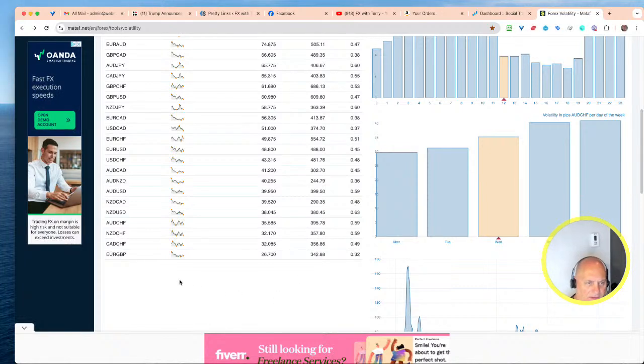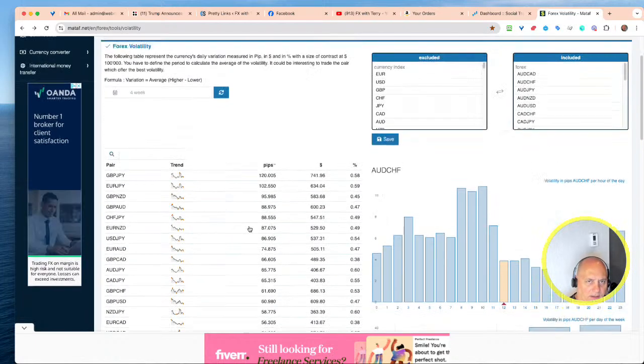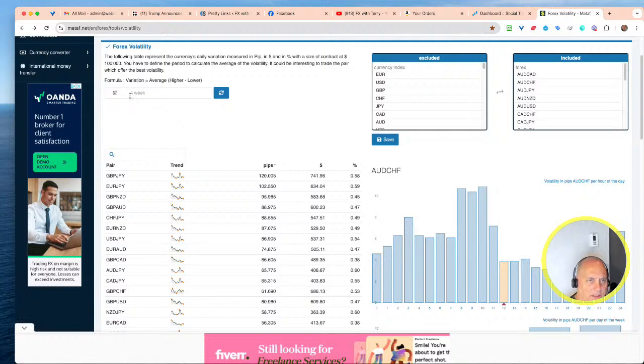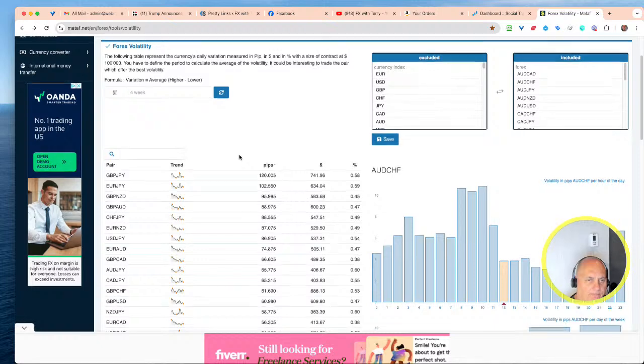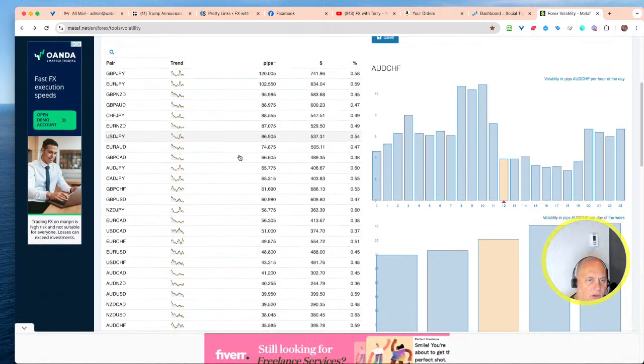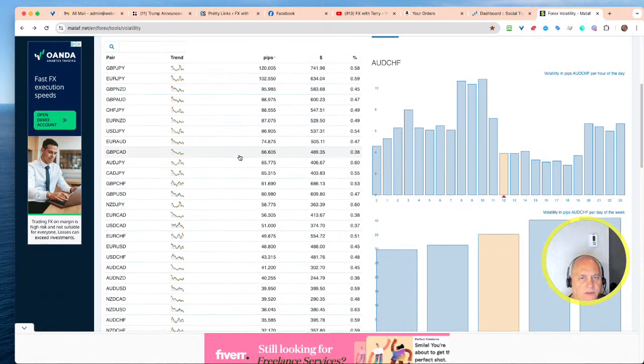So I just pulled up matf.net. I went to Forex Volatility. I'm looking at AUD CHF right here. Here's what I did. I said, show me the last 4 weeks. I typed 4 in there. I hit the little refresh, and it shows me the movement of all 28 standard currency pairs and crosses in terms of pips. This is what I'm looking at. So GBP JPY right now is at the top, 120 pips.